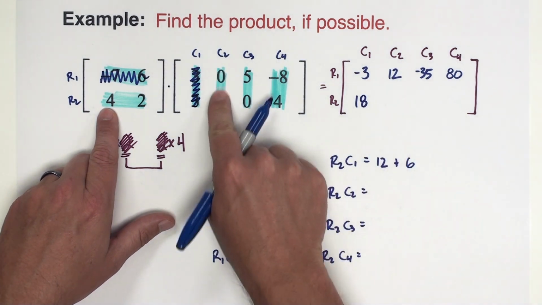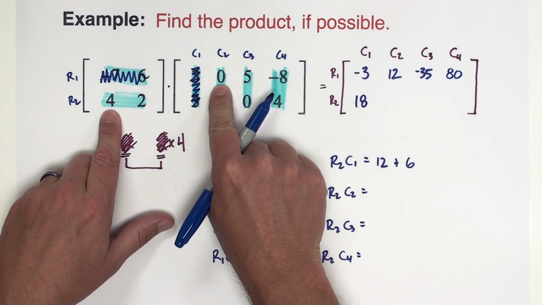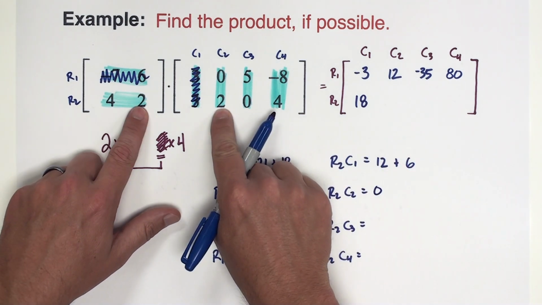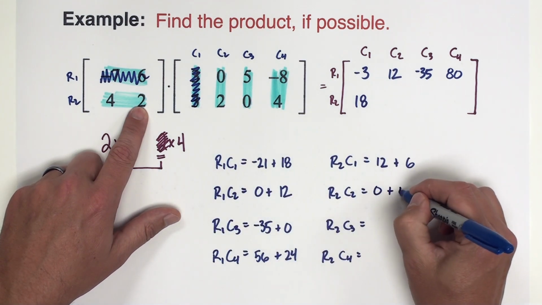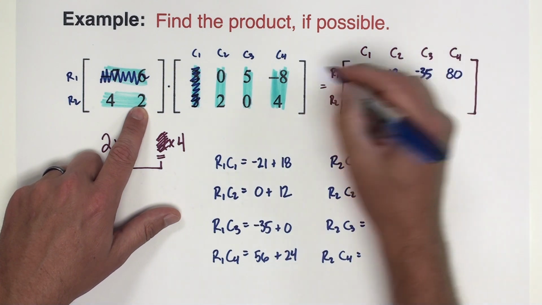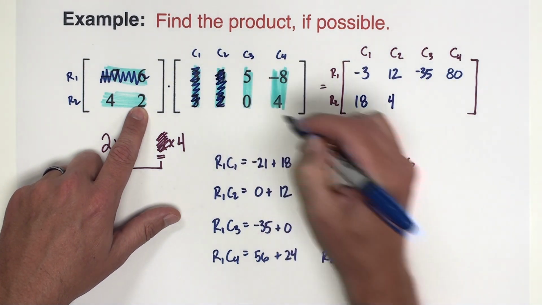Next, I'm going to do column 2. 4 and 0, 0. And 2 and 2 multiply to be 4. Those are going to add to 4. That completes column 2, so we're done with that one.